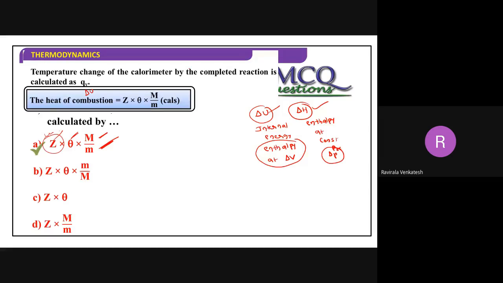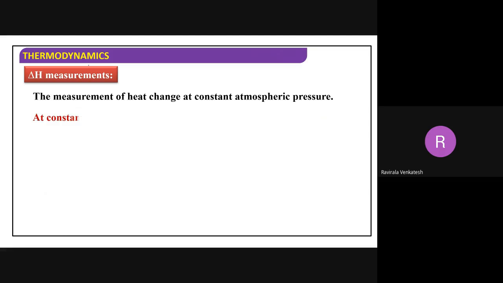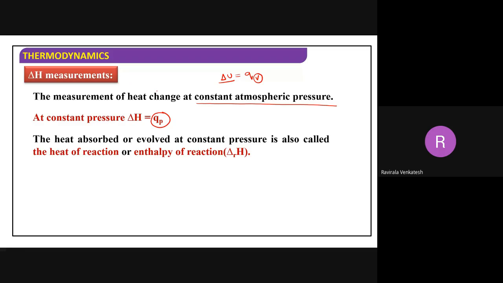Now I have taken constant volume, therefore the heat here is nothing but delta U. Enthalpy delta H is calculated at constant pressure. Delta H is nothing but heat at constant pressure, Q P. Delta U I can write as Q V. Heat at constant volume is delta U. Heat at constant pressure is delta H.